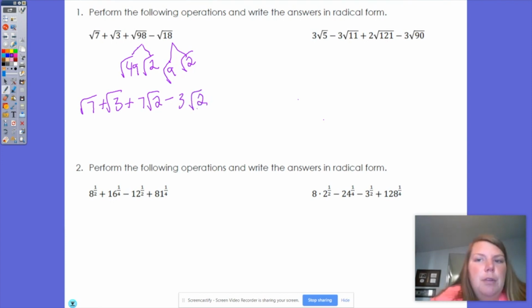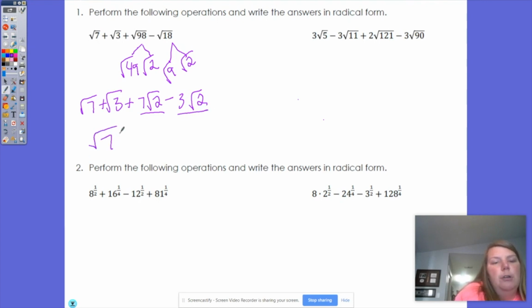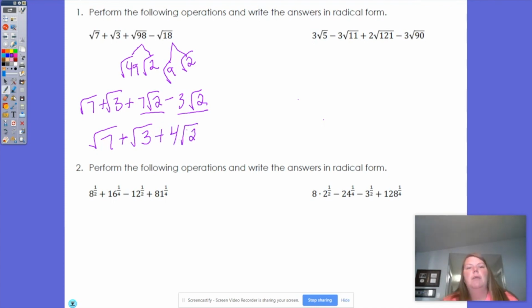So now that we've simplified as much as we can, we want to combine like terms. So the like terms here would be 7 square root of 2 minus the 3 square root of 2. So the first two terms are going to stay the same, the square root of 7 and the square root of 3. But then we want to just subtract those coefficients. So 7 minus 3 would be 4 square root of 2. And I'm not going to do the second one in that problem because it's pretty similar. Again, you'll just simplify as much as you can before you start to combine those like terms.